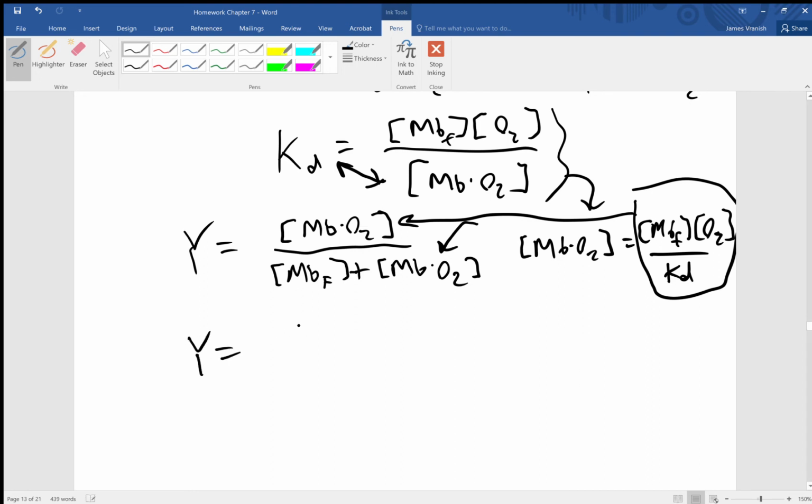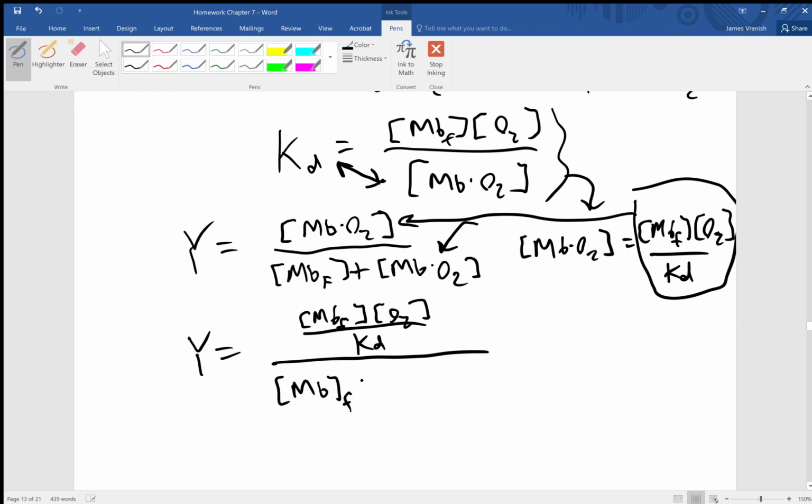Once we do that substitution, we end up with an ugly looking thing where we have fractions on top of fractions. So we have our free myoglobin times oxygen over Kd, and this whole thing is over our concentration of free myoglobin plus another fraction, where we have our concentration of free myoglobin times the oxygen concentration divided by the Kd.